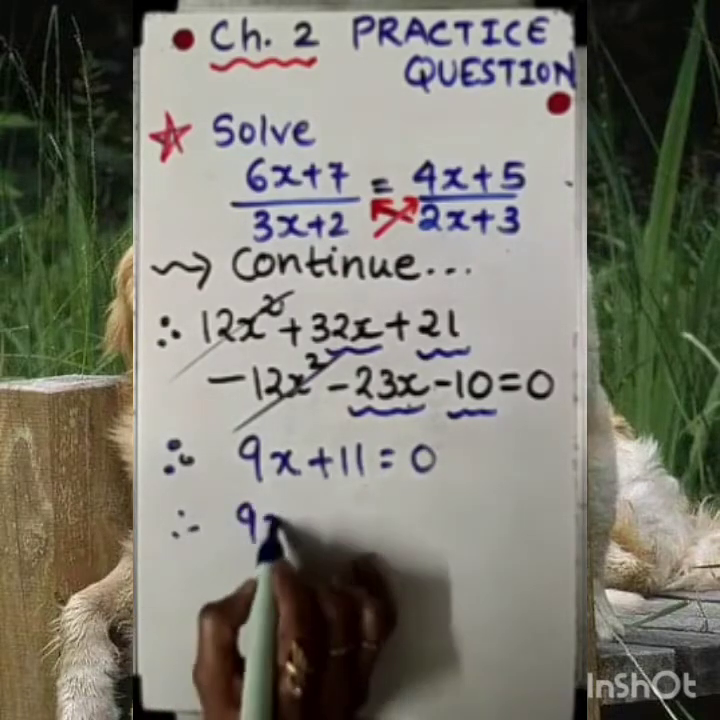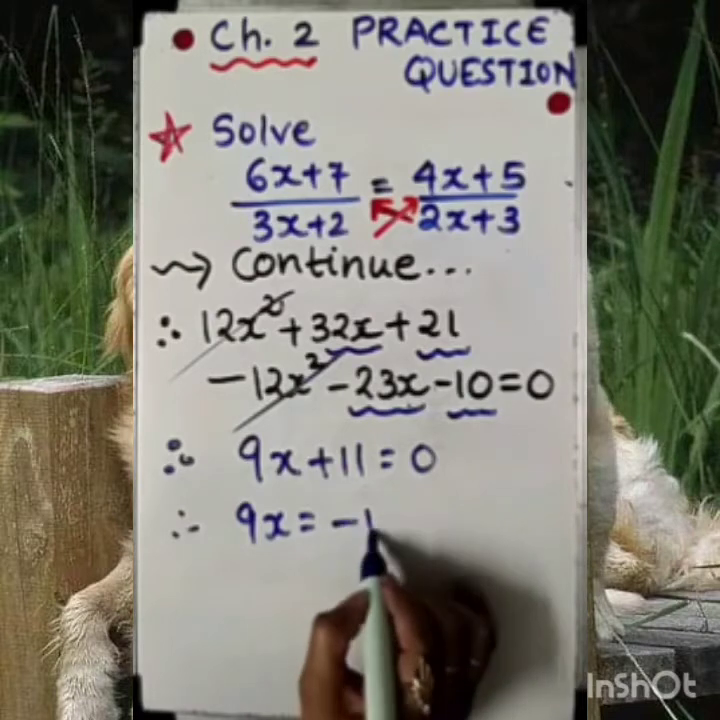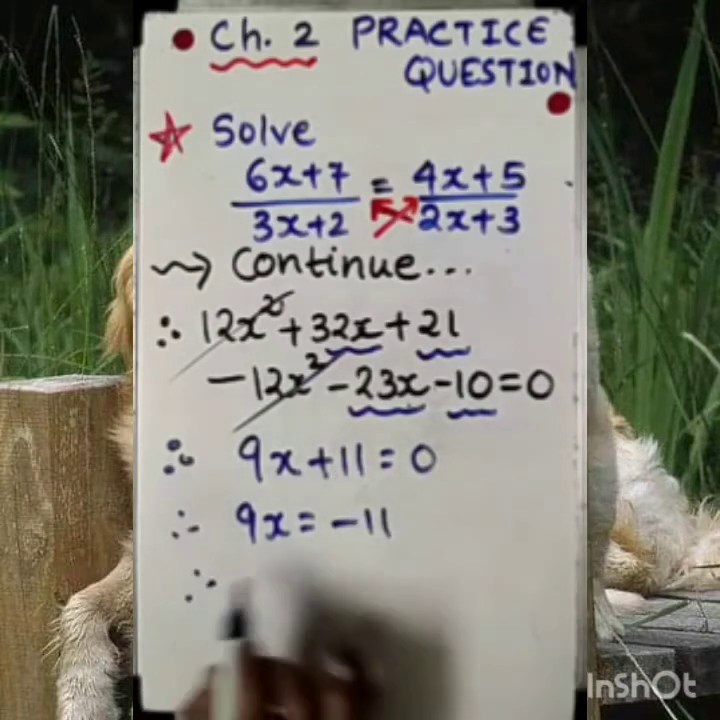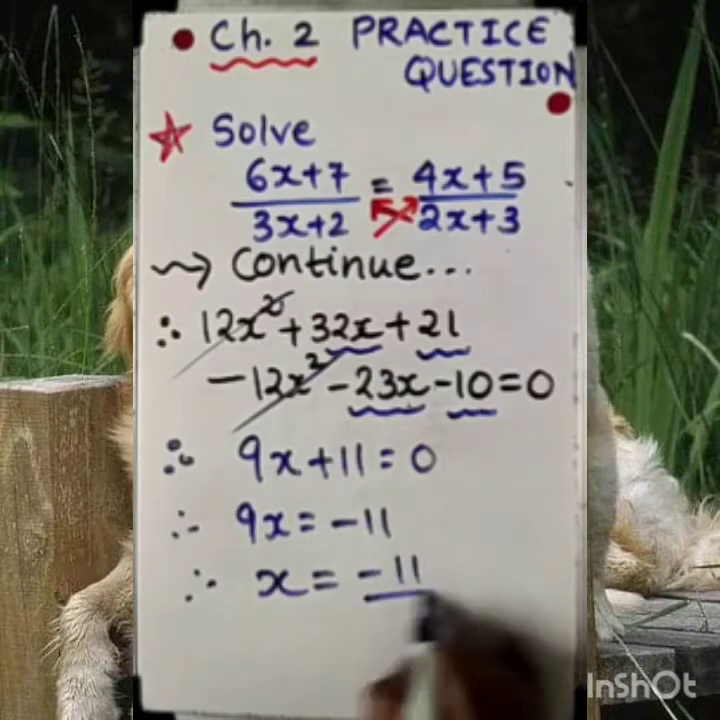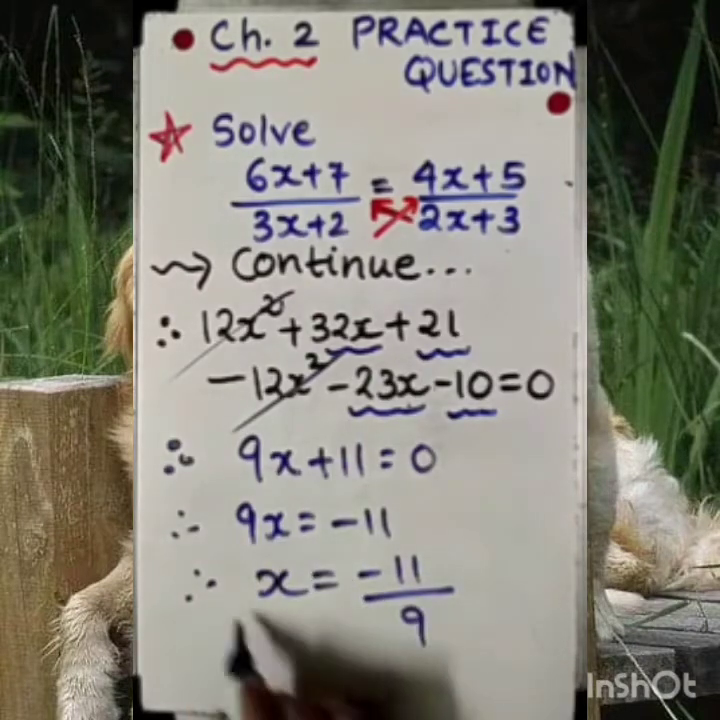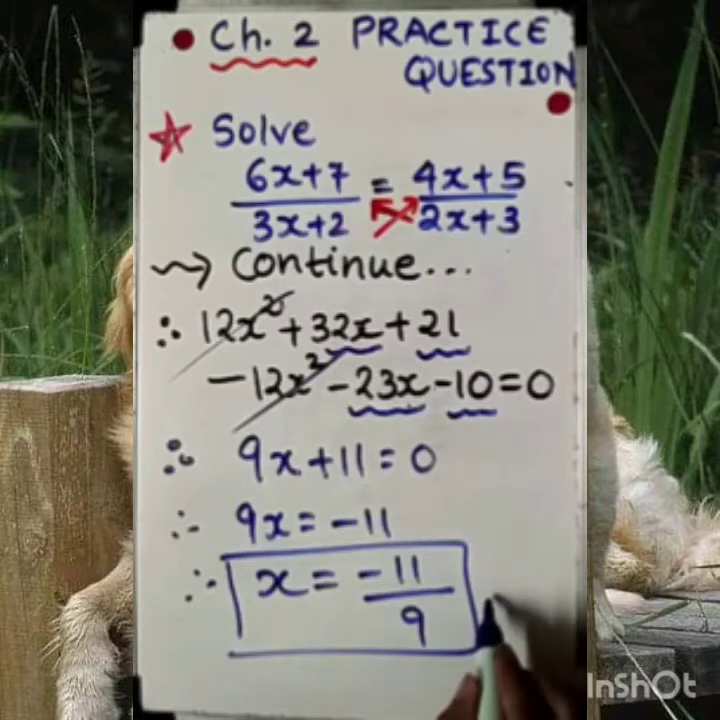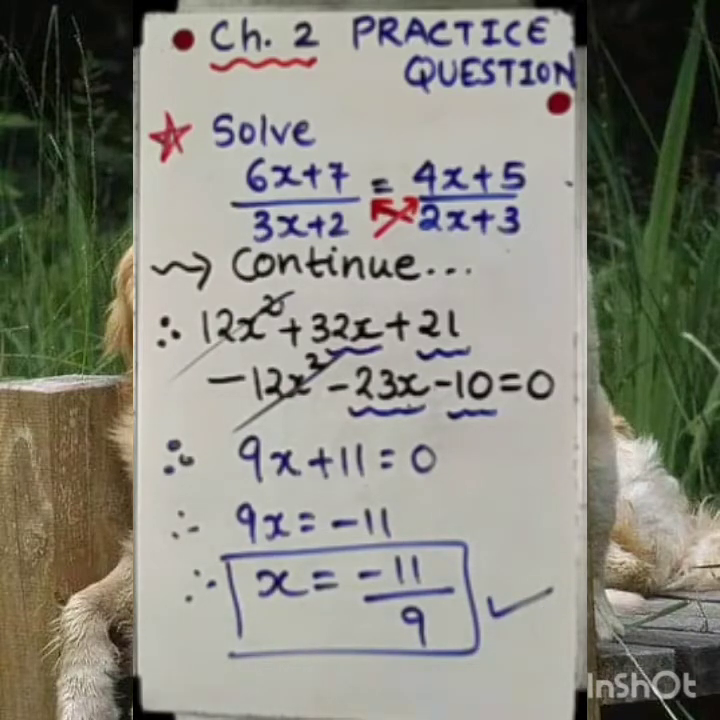Therefore 9x equal to minus 11. This plus 11 will become minus 11. So the value of x will be minus 11 upon 9. So this is the solution. The complete solution of this. Clear?